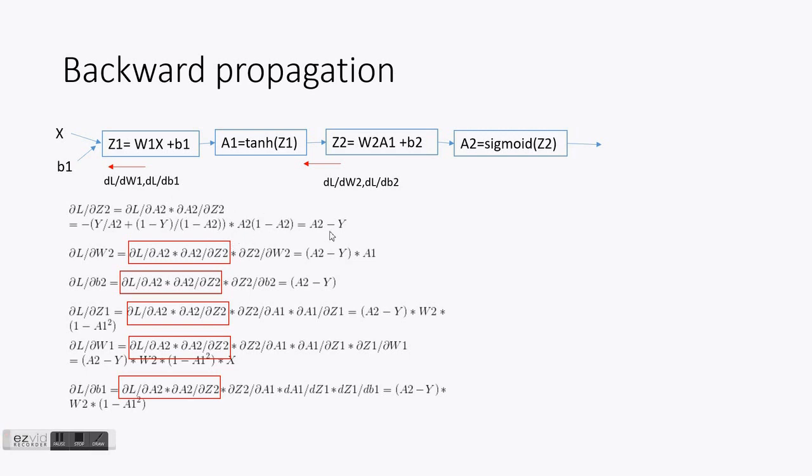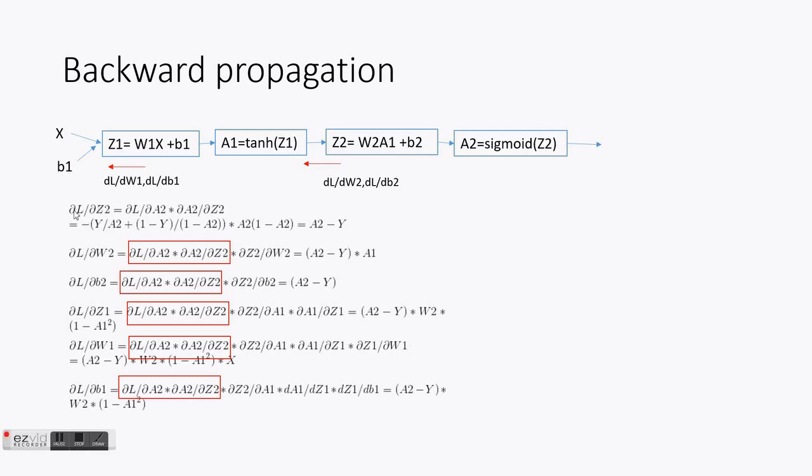So if you multiply this and reduce it, you'll be getting A2 minus Y. Now we'll find ∂L/∂W2. That is one important result we need. Now this is equal to, using the chain rule, ∂L/∂A2 into ∂A2/∂Z2 into ∂Z2/∂W2.